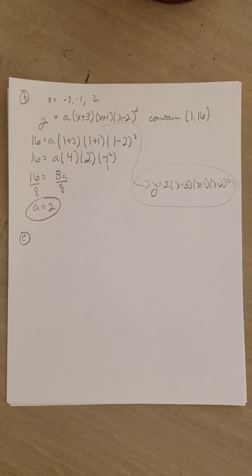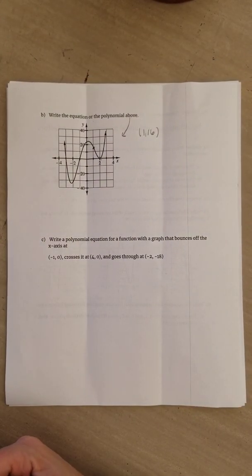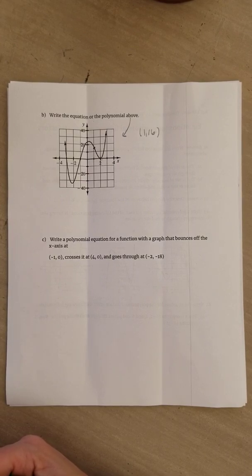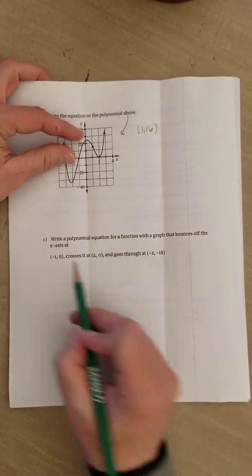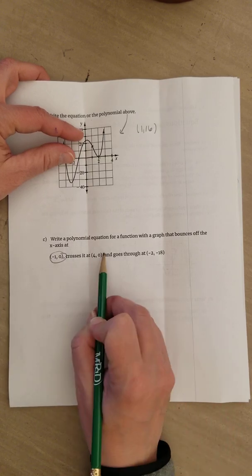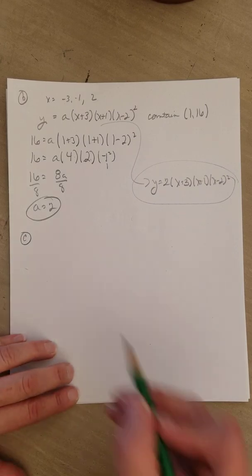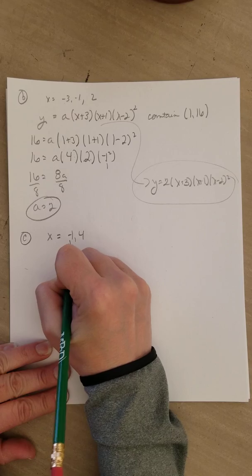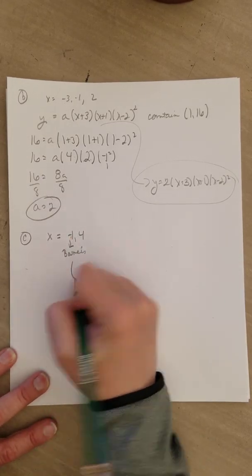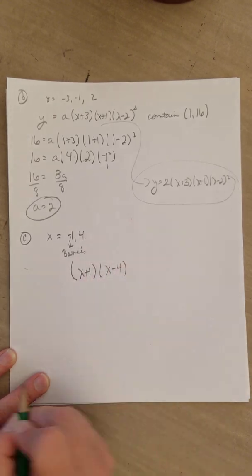All right, C. For C, write a polynomial equation for a function with a graph that bounces off the x-axis at (-1, 0), crosses at (4, 0), and passes through (-2, -18). So my x-intercepts are going to be at -1 and 4. This one bounces. All right, so -1 would come from a factor of x plus 1. 4 would come from a factor of x minus 4.